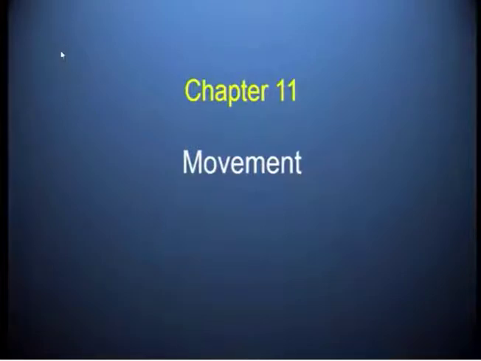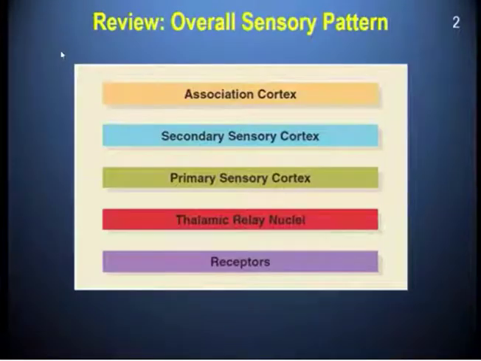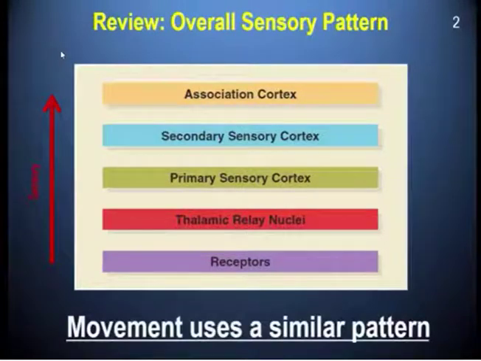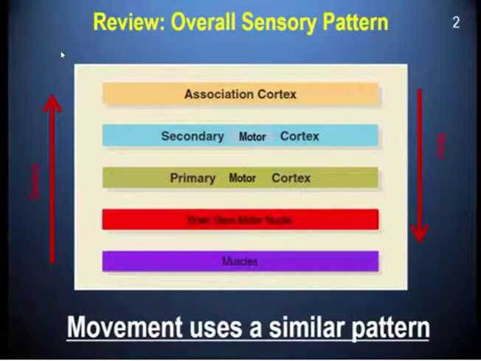This is a continuation of chapter 11. The last time we talked about somatosensory, we talked about how the information comes in from the receptors, the thalamus, to the primary, secondary, and association cortex. So very similar to all the other senses that we talked about previously. And now we're going to talk about how movement uses the same exact kind of process, except it's in the opposite direction. So you start with the association cortex sending information to the prefrontal cortex to start creating motor programs, and then it goes into the secondary and primary, then it goes through the brainstem and into the muscles for actually having the movement occur.